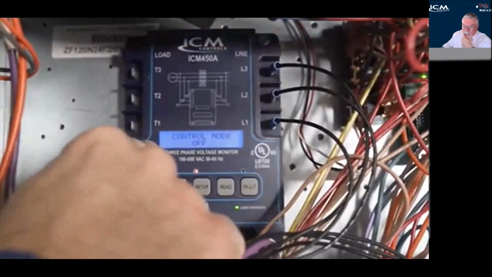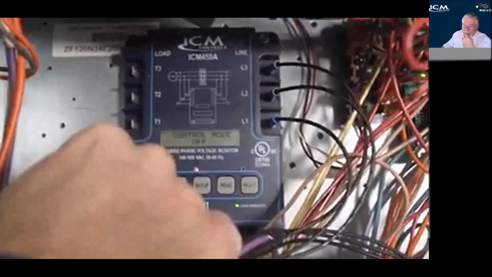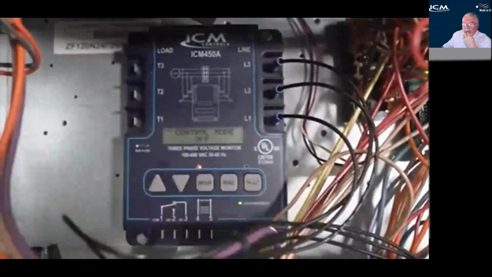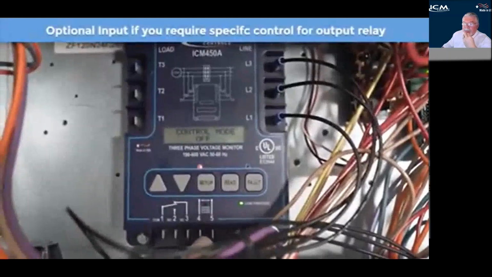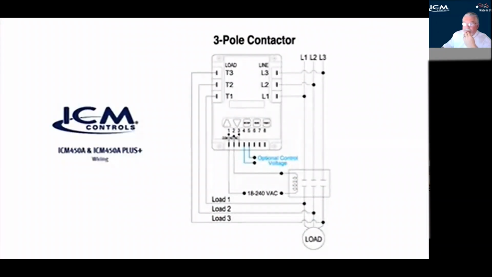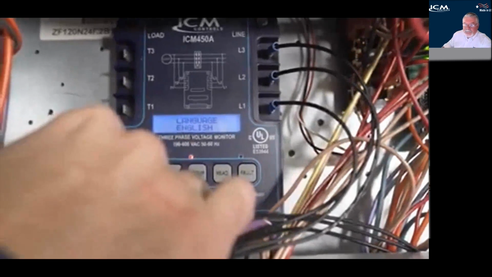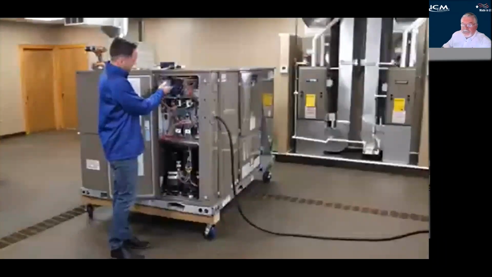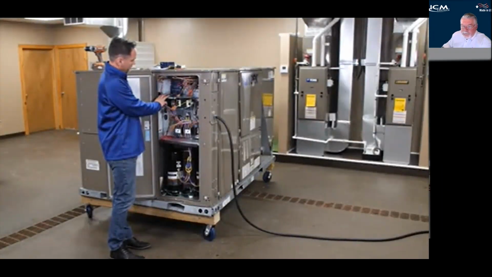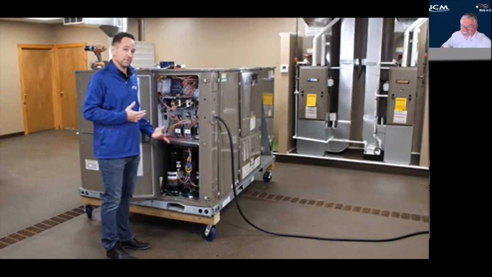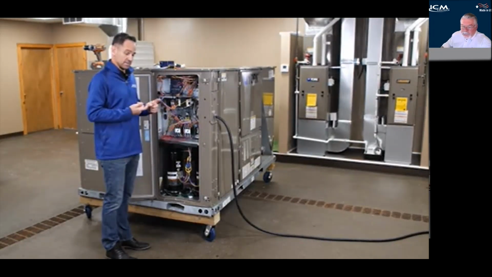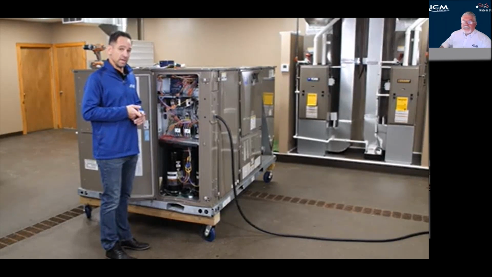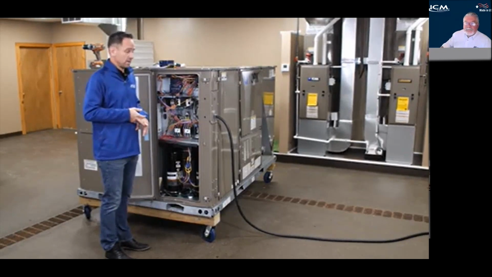The control mode, this is selectable to on or off. If you select it to on, these two terminals become active. This is where you can select English or Spanish for the menu. And that's it. We've finished setting up our ICM450A. One of the additional benefits of this product is it has the ability to monitor the load side of a contactor. You want to protect a motor, you want to protect a compressor, this will do it.